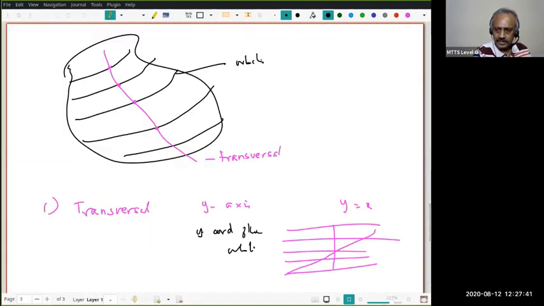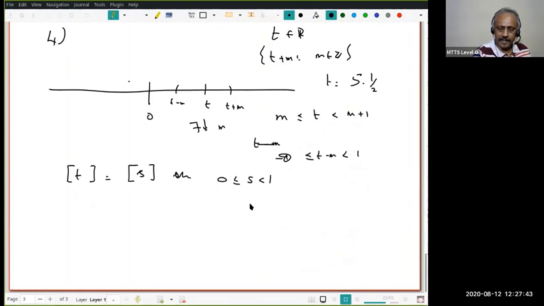Do you understand this? Take some time. That means the transversal is this set, closed at 0, open at 1. This is the transversal.